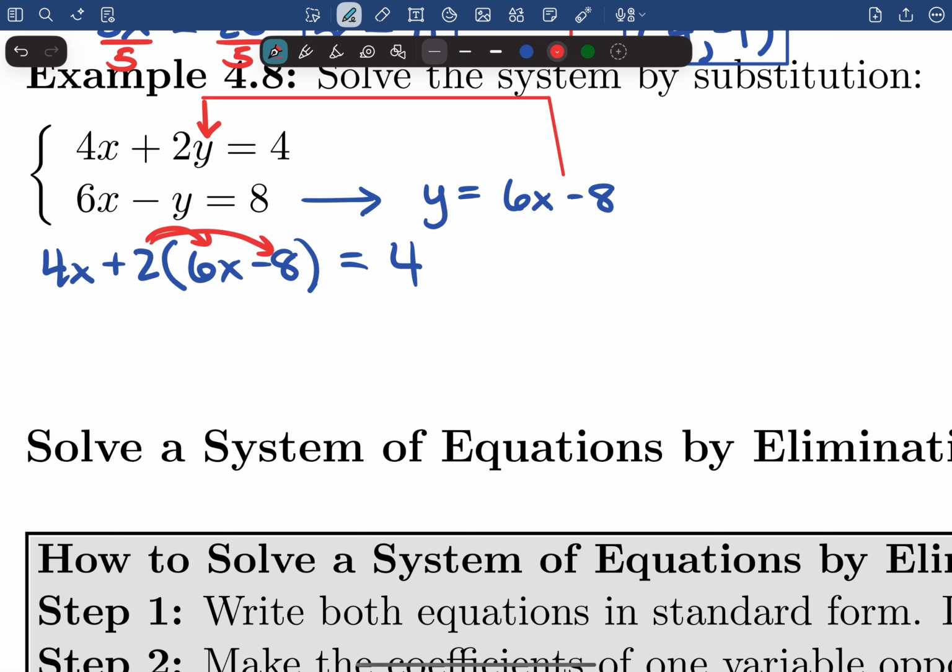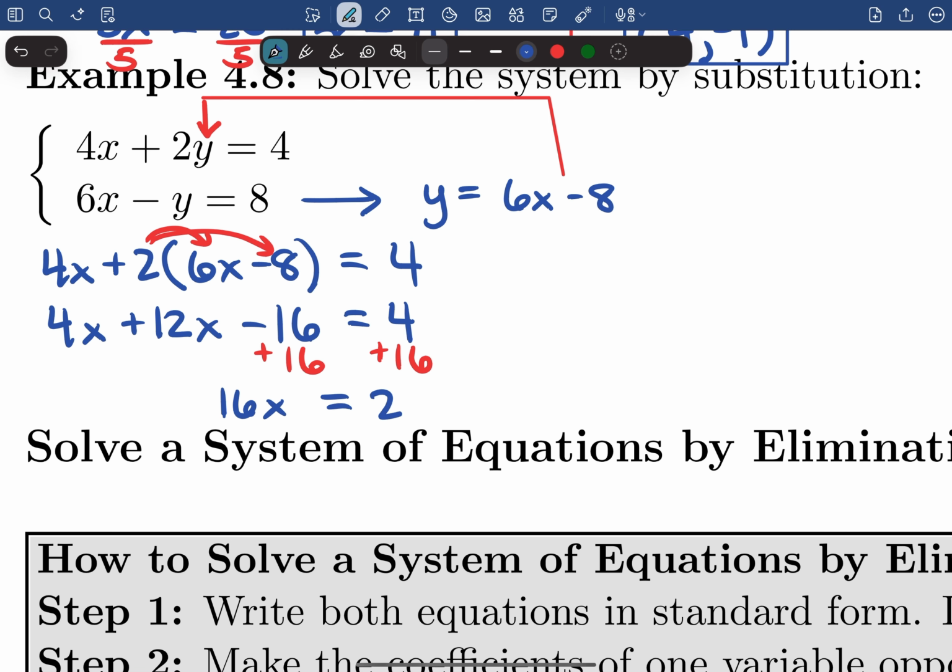So we distribute, and we get 4x plus 12x minus 16 equals 4. And then we combine like terms and move the constant to the other side. Like here I'll add 16. And I now combine 4x plus 12x to get 16x. And so I get 16x equals 20.